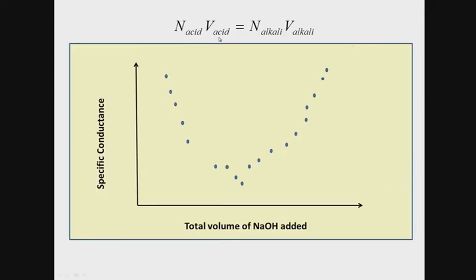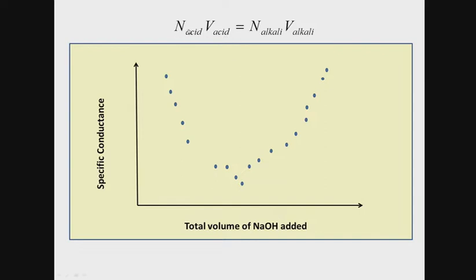As you know, in a titration experiment, the basic idea is that at the equivalence point, the number of H plus ions must be balanced by the number of OH minus ions present in the medium, and therefore, the strength of the acid solution multiplied by the volume of the acid solution should be equal to the strength of the alkali solution multiplied by the volume of the alkali solution at the equivalence point.